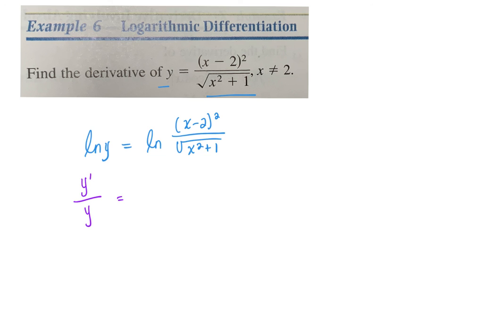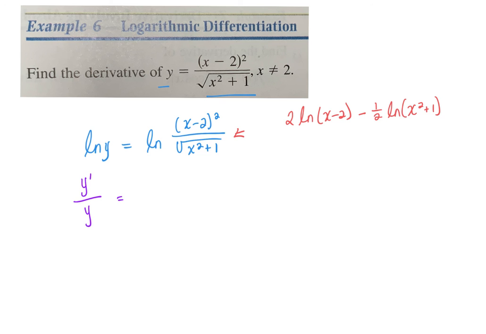Y prime over y. On the right-hand side, we're going to have to expand first. So I'm going to expand up here, and then we'll do the derivatives. So we'll expand this. We're going to bring that 2 in front, because it's an exponent: 2 natural log of x minus 2. That's the numerator. Subtract the denominator. The exponent on the denominator is 1/2, so bring that in front, and then natural log of x squared plus 1. And now we can take these derivatives, and that should equal the derivative of the right-hand side.